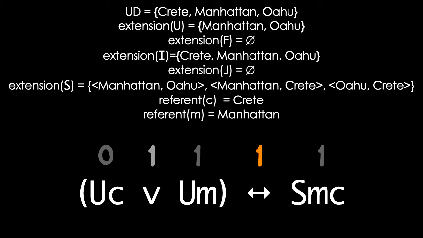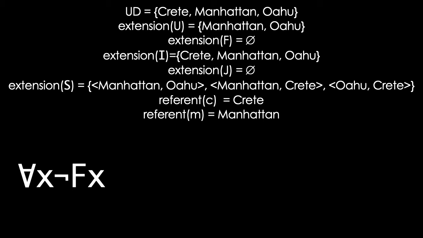The rest is like working out a truth table. The whole sentence gets a value of 1. It's true in the model. What about a sentence like for all x, not Fx? Now, maybe you can guess this one just by looking at it, but let's take it step by step.